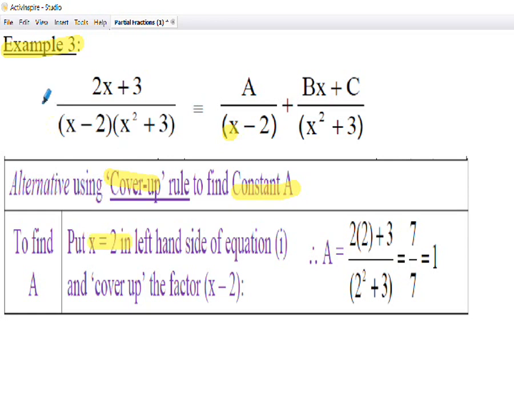And then on the left hand side of the equation I cover up the x minus 2 bracket and I put the value of x equals 2 wherever I see an x in the other term. So to find a in this case, in the numerator I'll get 2 times 2 plus 3 over 2 squared plus 3, that gives me 7 upon 7, so a is equal to 1.